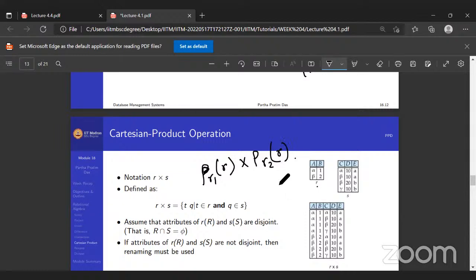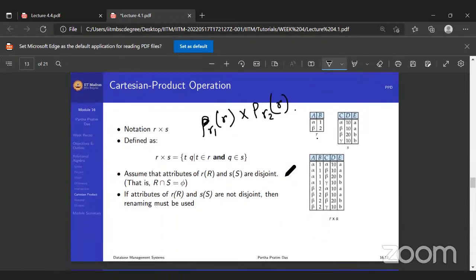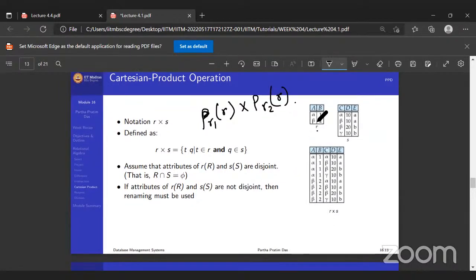Then we perform the cross product. Renaming is this. We'll learn it later on, in the next slide. So this thing is clear to everyone. Yes. Cartesian product. This is a simple Cartesian product. Each tuple of R is multiplied with each tuple of S, right?